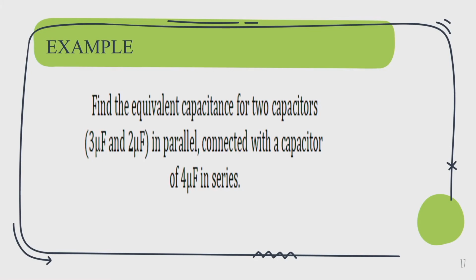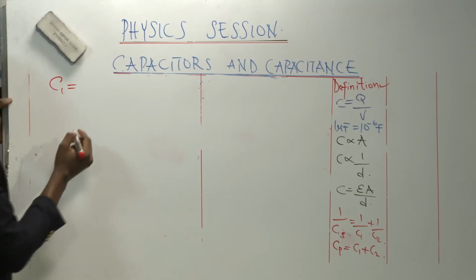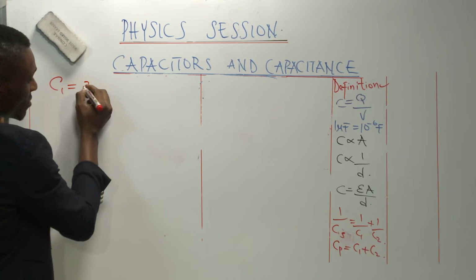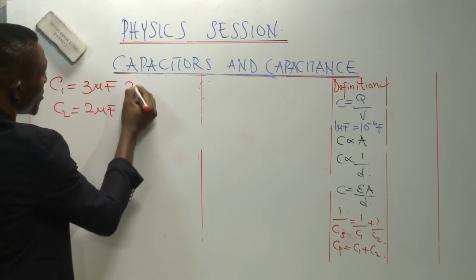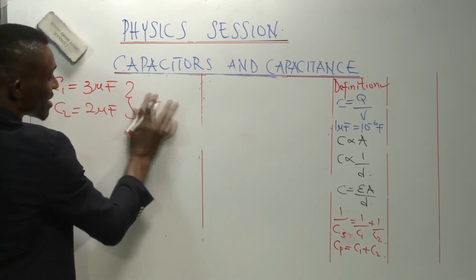So the next question says we should find the equivalent capacitance for two capacitors, 3 microfarad and 2 microfarad in parallel. So the 3 microfarad and 2 microfarad are in parallel, and they are connected in series with a 4 microfarad capacitance. So let's quickly do this. So we have C1 to be 3 microfarad, C2 to be 2 microfarad, connected in parallel, sorry.